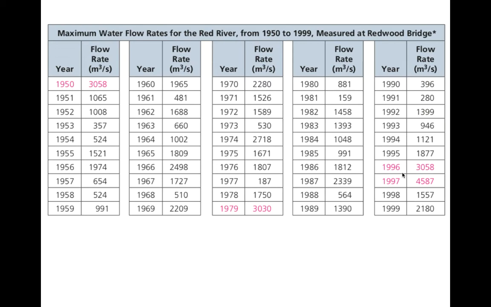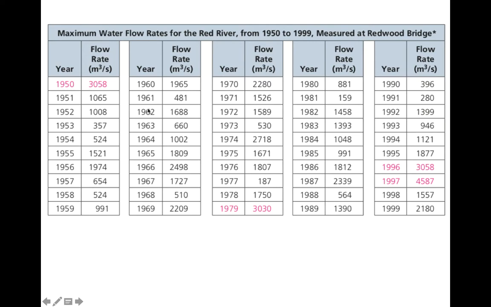Now, they have kind of helped us with this by highlighting these. So what we're going to do is try to take this data and organize it in a way so that we will be able to determine more easily what flow rate actually causes these floods that go on so regularly in Winnipeg. So we're going to create a frequency table.